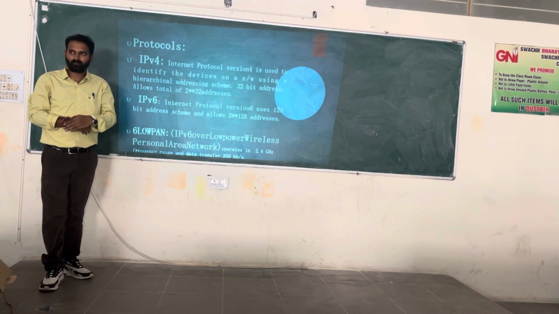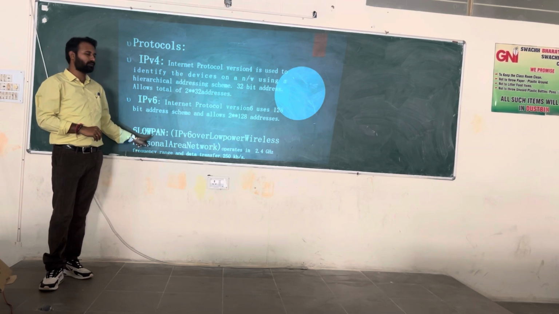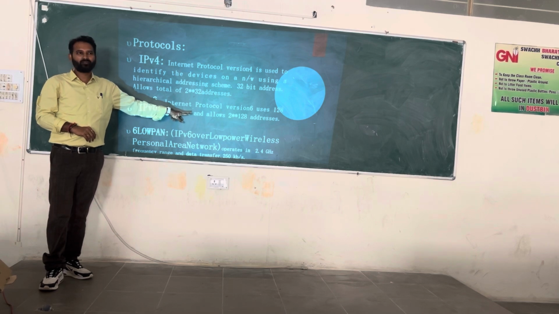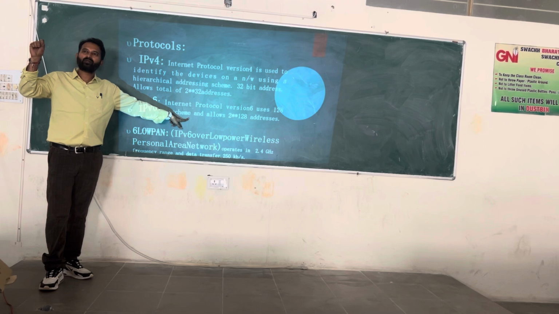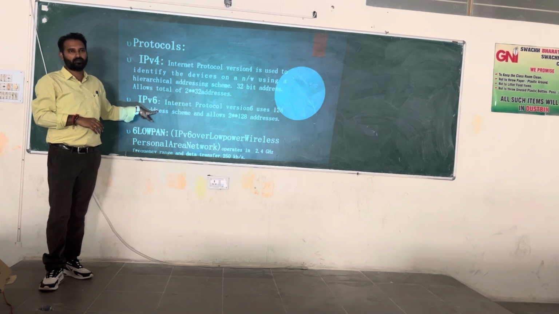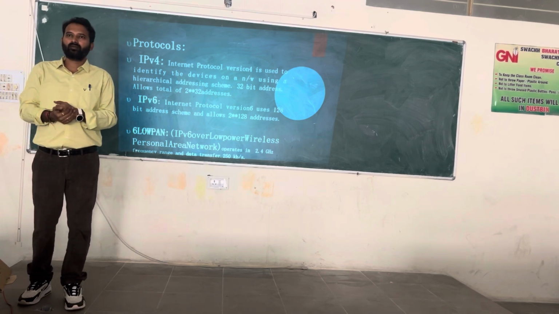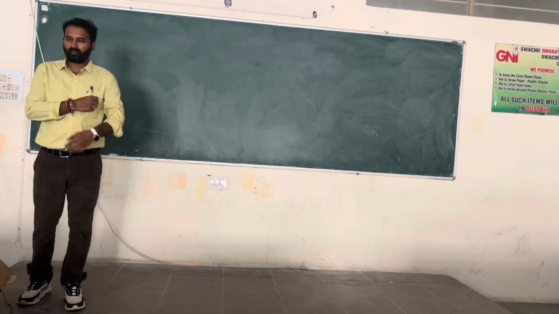Nowadays, developers are using IPv6 and 6LoWPAN. IPv6 is Internet Protocol version 6, which uses an address length of 128 bits, meaning 2 raised to 128 addresses can be created using IPv6. Understandable? Yes, sir. Clear up to this?